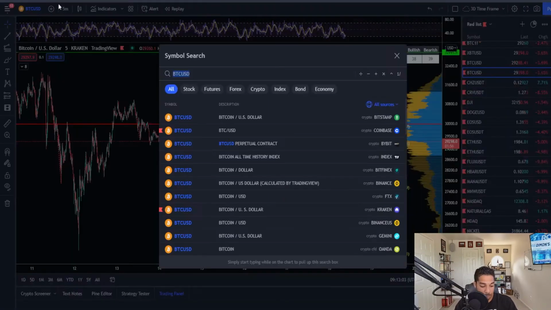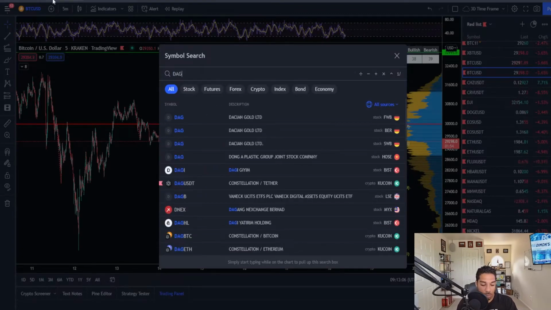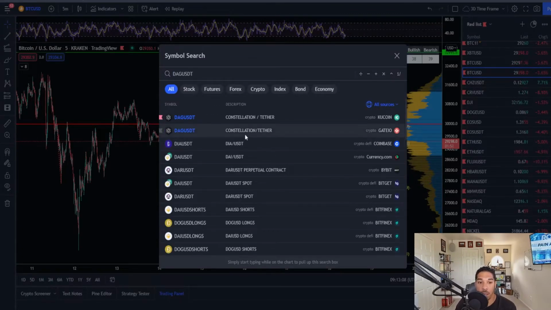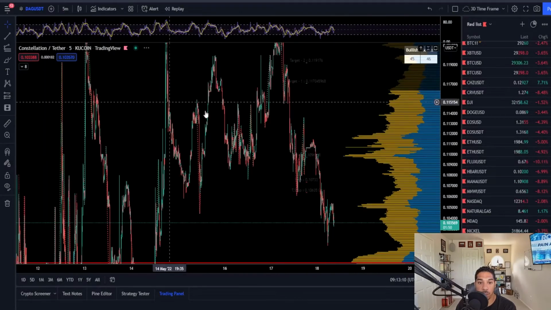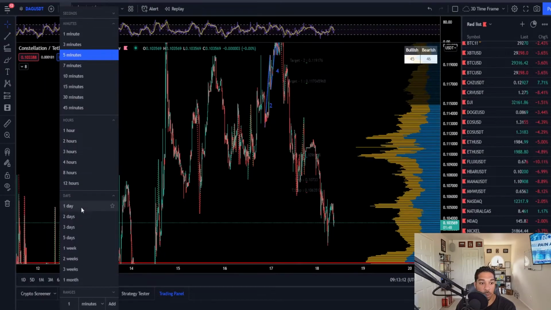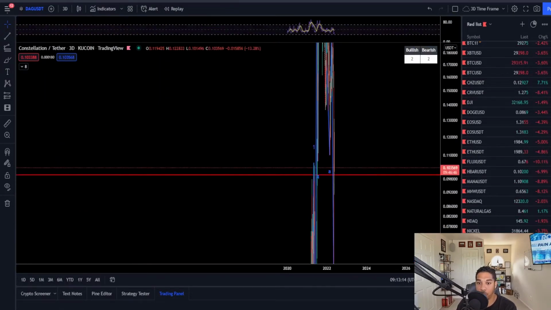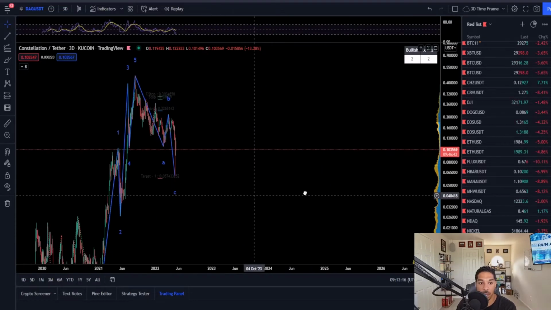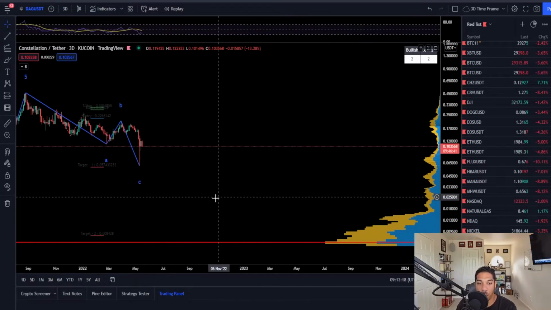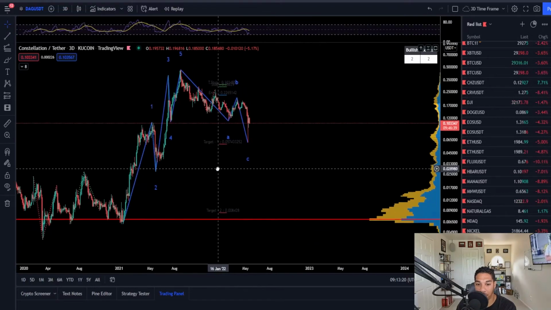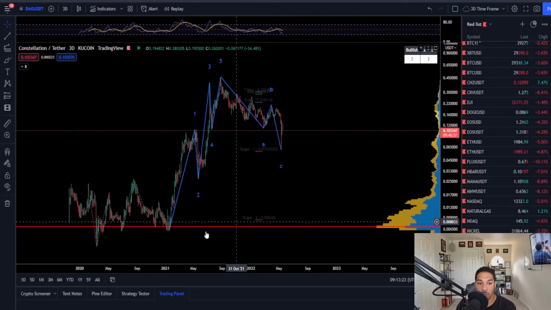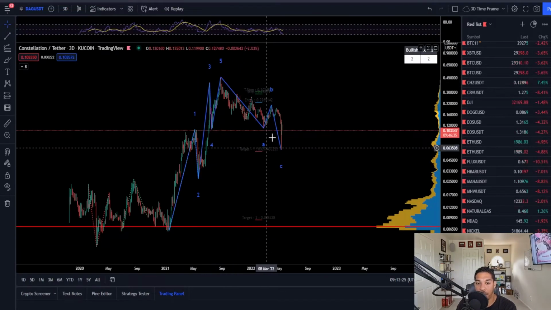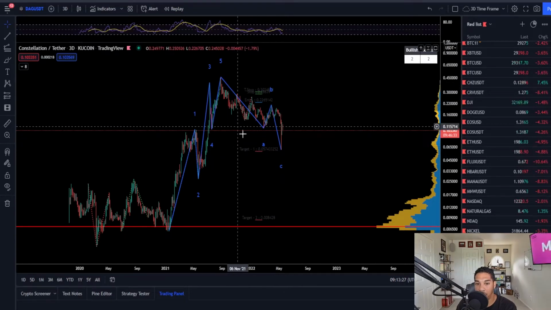DAG for you, Constellation. All right, let's go. Okay, so we're going to go on the 3-day time frame because that's what this is for, so we can get a good look here. You can see that we already have a wave structure here that is not complete. You see 1, 2, 3, 4, 5, and then you have an ABC, but this is not done.